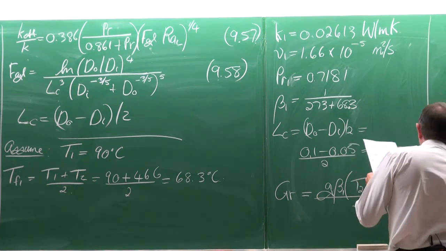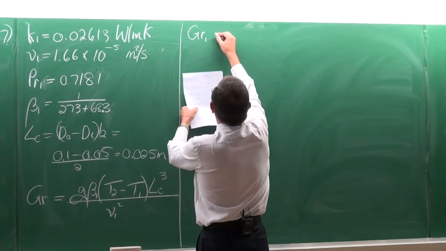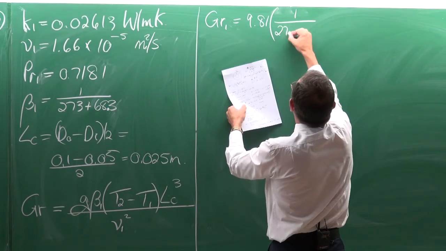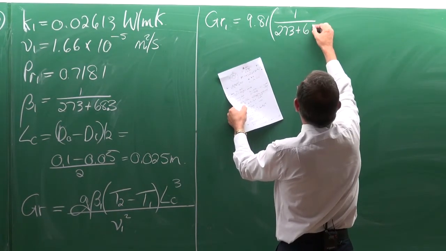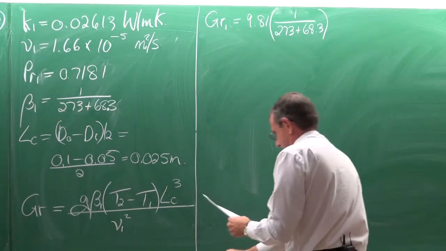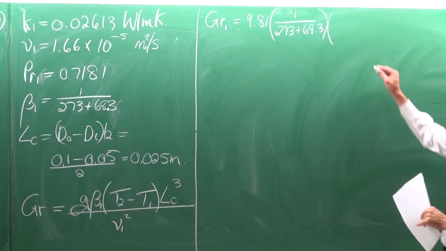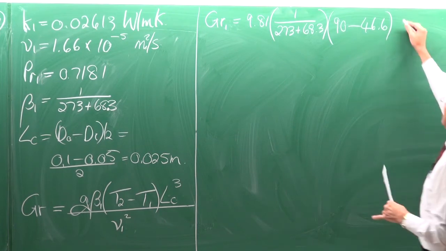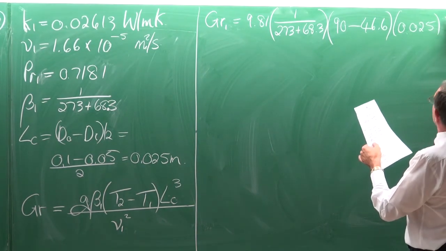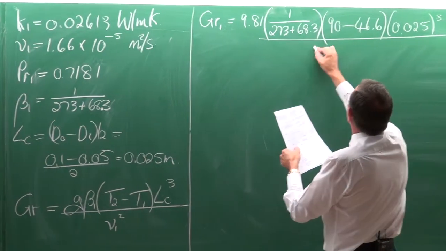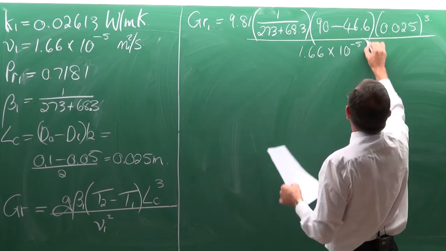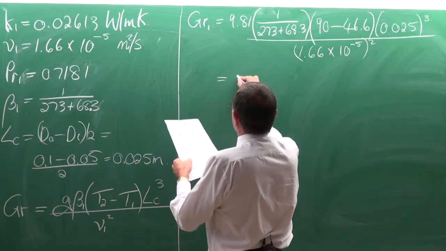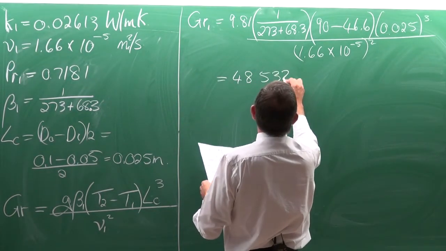So if we now calculate the Grashof number at 1, it is equal to 9.81 multiplied by beta, which is equal to 1 divided by 273 plus 68.3, multiplied by the temperature difference, 90 minus 46.6, multiplied by the characteristic length, 0.025 to the third, divided by 1.66 multiplied by 10 to the minus 5, everything to the power of 2, and that gives us a Grashof number of 48,532.